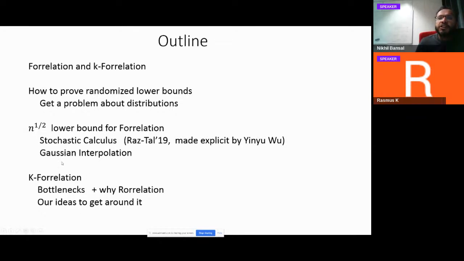And then I'll briefly talk about the k-Forrelation problem and why things were stuck at root n, and why these two previous works of Tal and Raz-Tal needed to invent this Rorrelation problem. And what do we do roughly to get around this? But I'll be a bit sketchy here because things get quickly very technical. So I'll try to give a flavor, but we'll see. Okay, so that's the rough outline. So let's get started.